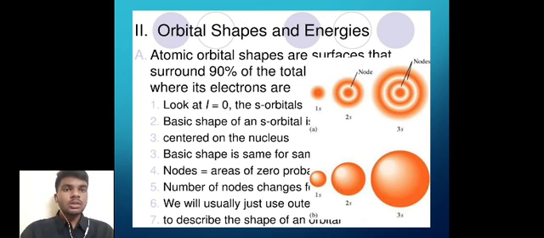Third, the basic shape is the same. Nodes are areas of zero probability. Third, the number of nodes changes. We will usually just use the outer surface to describe the shape of an orbital. For 1s, 2s, 3s, you can observe that the size of the orbital increases.